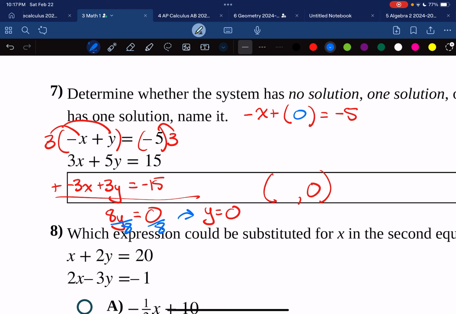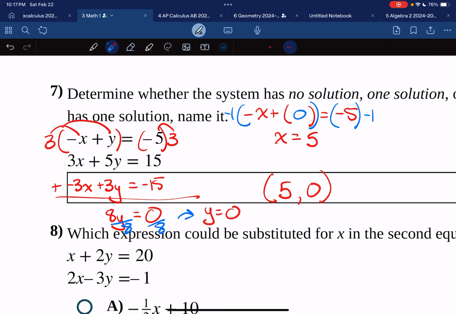I'm going to multiply both sides by negative 1, because you can multiply or divide by a negative. Both are fine. So from here, I have a negative times a negative, which is a positive. And again, negative times a negative is a positive. 5 times 1 is 5, so x is equal to 5. So the answer is going to be 5 comma 0.